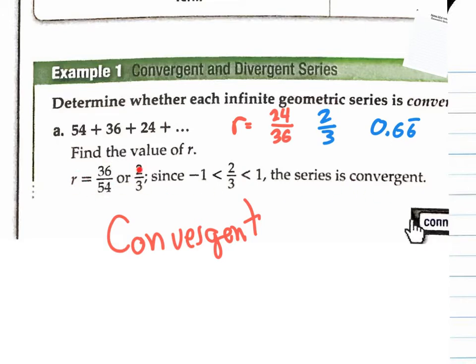They give you the R, which is 2/3. They use 36 over 54, I use 24 over 36. It doesn't matter, it's going to be common. And of course, your R is 2/3, which is clearly between -1 and +1, which means that it's convergent. It converges to the asymptote if we were thinking about a decay function. Now, if the R had been greater, then it would have been divergent. Okay, let's take a look at one of those.